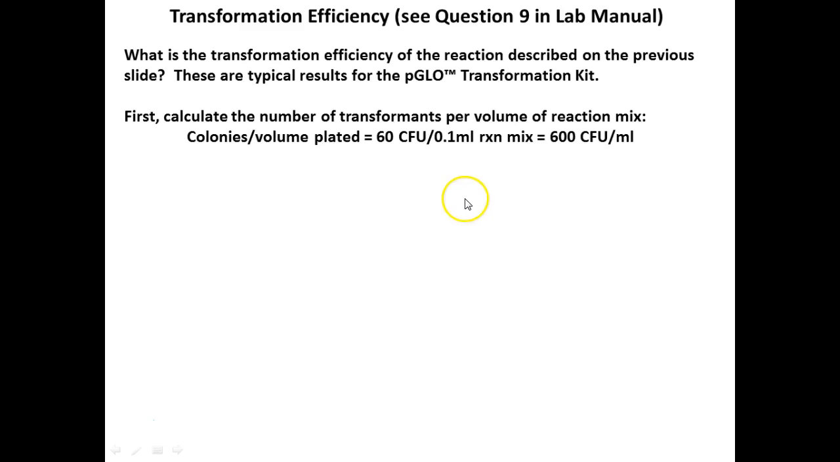So what's the transformation efficiency? First, we have to take into account the volume. So if we have 60 CFUs, 60 colonies on that plate, and we only plated 1/10 of a milliliter, we have 600 CFUs per milliliter.